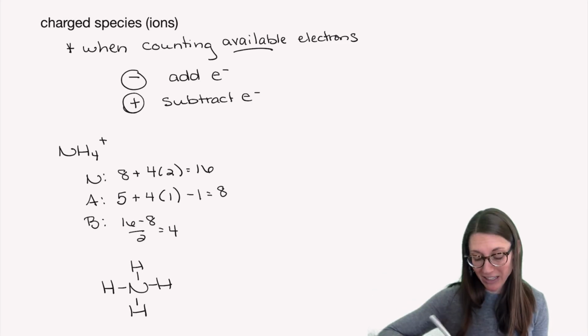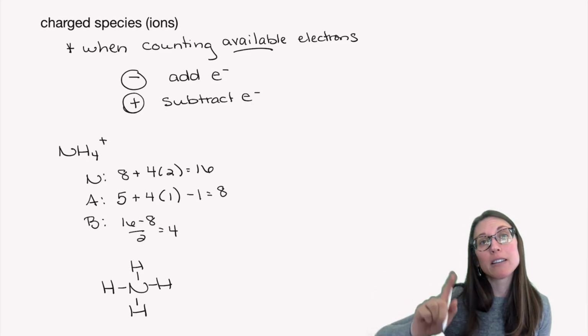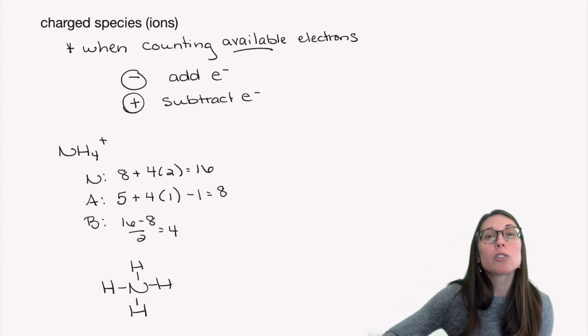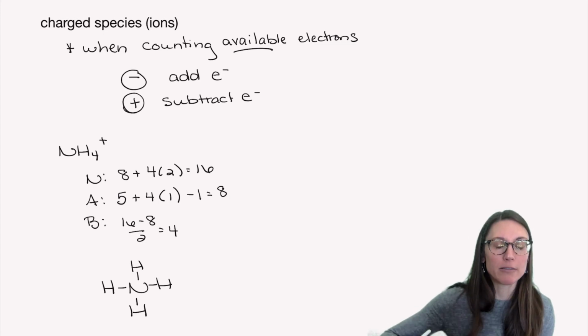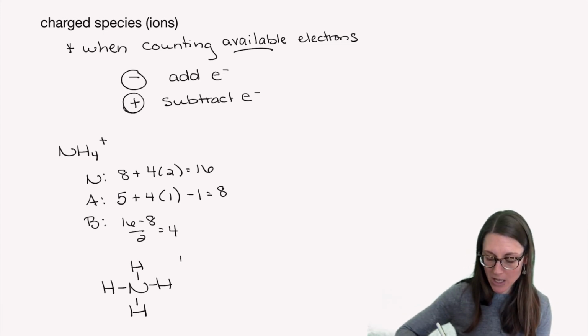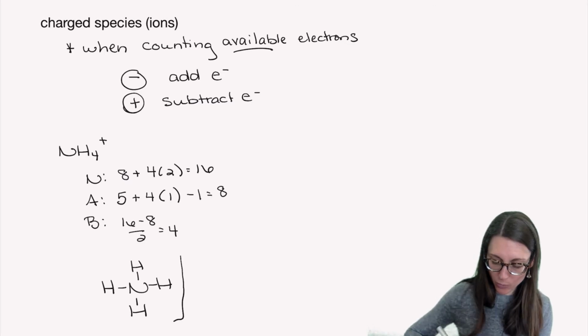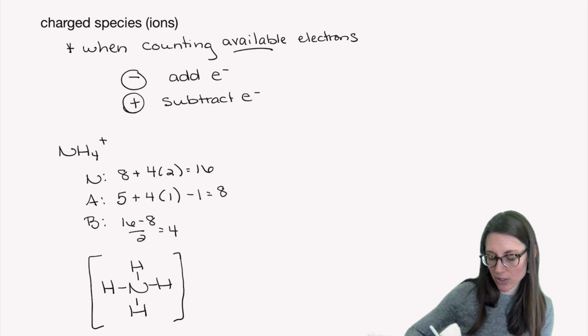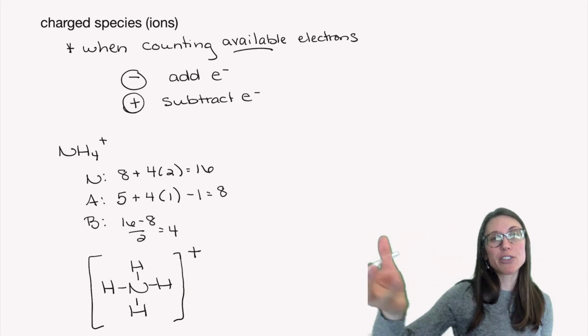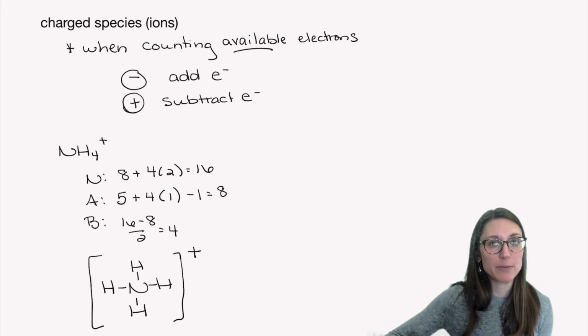I've actually used my 8 electrons: 2, 4, 6, 8. Double check valence. Each hydrogen needed 2, check. Nitrogen needed 8, check. So your Lewis structure is almost done. The only other change that we're going to make now that we have a charged species is we are going to put square brackets around the Lewis structure and show what the charge is on the outside, because that positive charge is shared amongst all of those atoms.